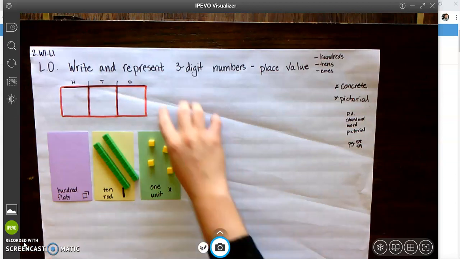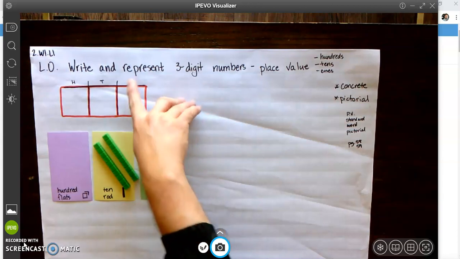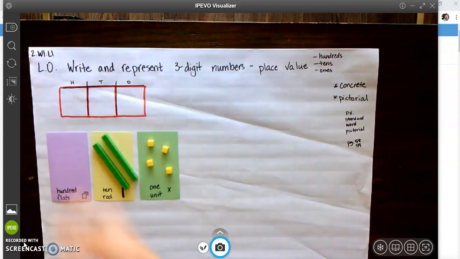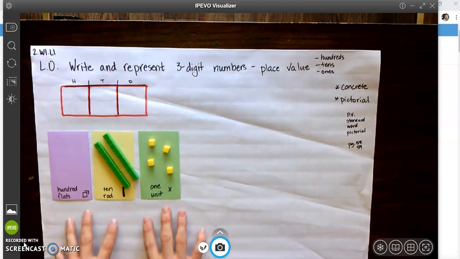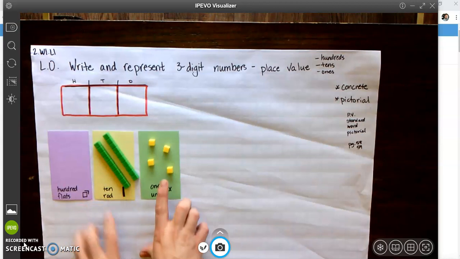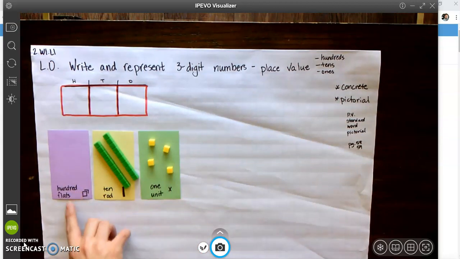Alright, awesome. So here we have our place value chart. We see the 0, the letter O, the letter T, letter H. And we know from first grade that means ones, tens, and hundreds. Here at the index cards we see some units, the yellow, we see some rods, and over here in the purple we see the word written 100 flats and the pictorial representation, the symbol for flats.